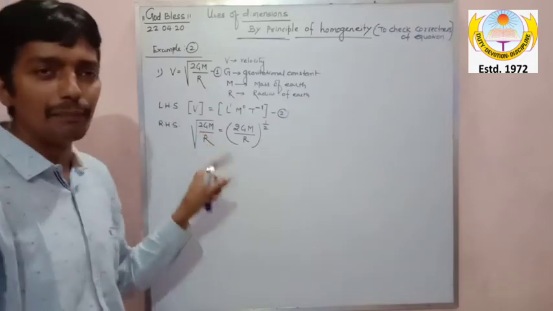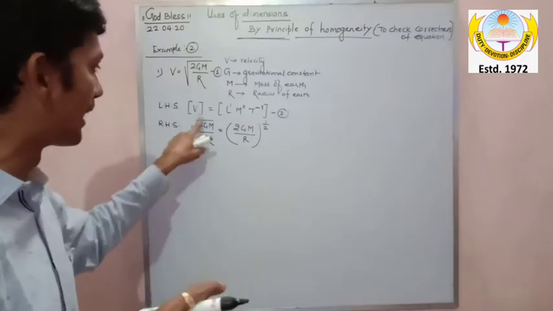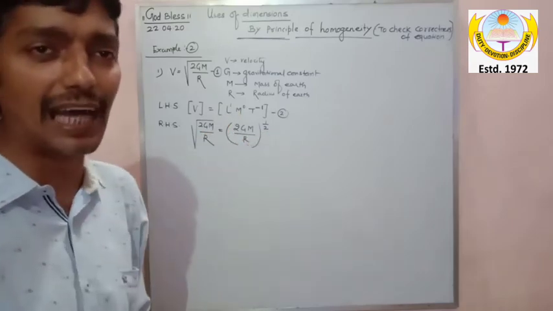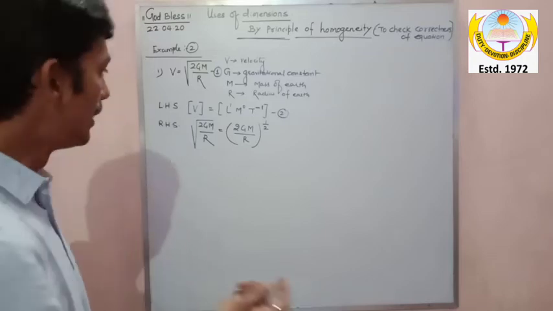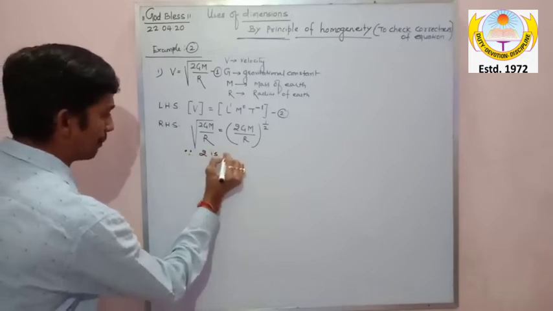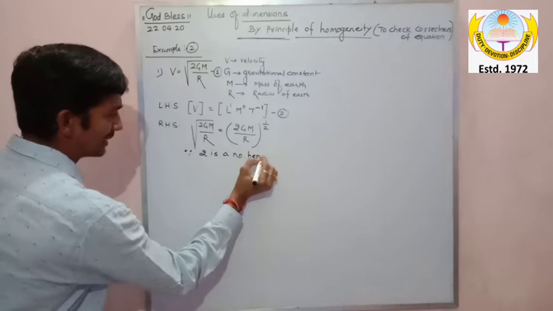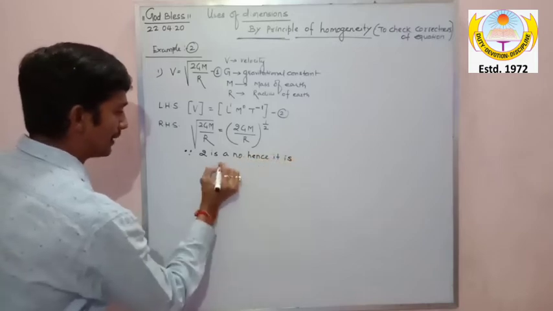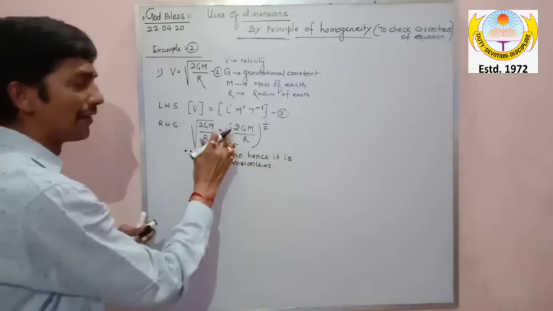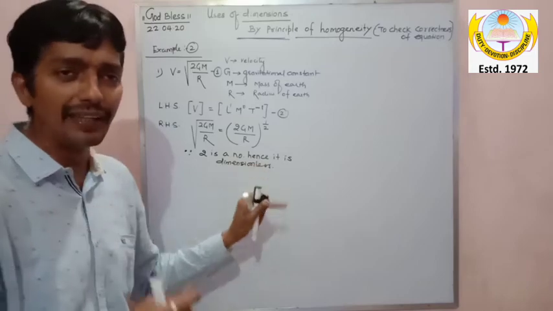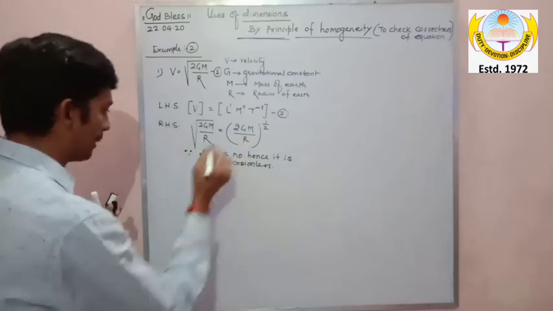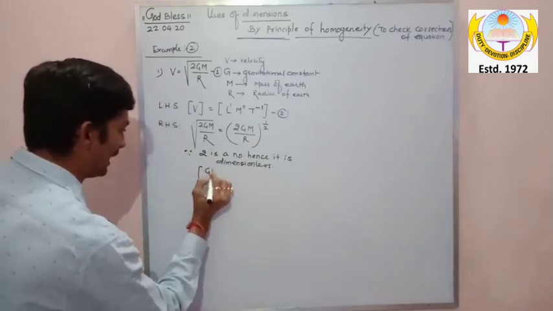I hope it is clear, because in dimension any question is like under root. Please make that under root conversion into 1 by 2. That is half. Everybody knows this math rule. Now the next step, my dear: since 2 is a number, hence it is dimensionless. So first I will remove the 2 by saying that 2 is a number, so we need not find its dimension. Now the dimension of this is Gm by R.